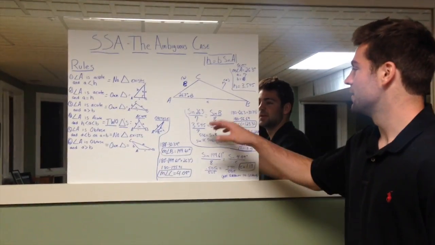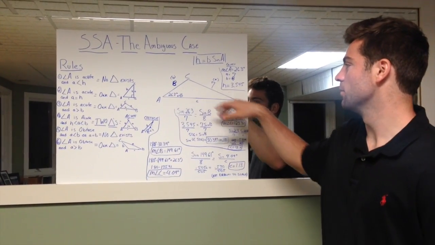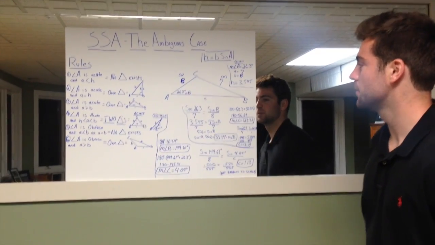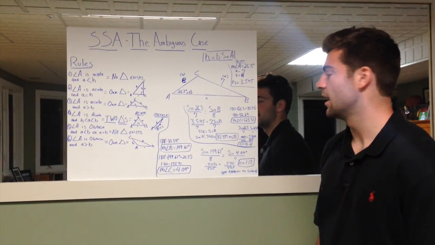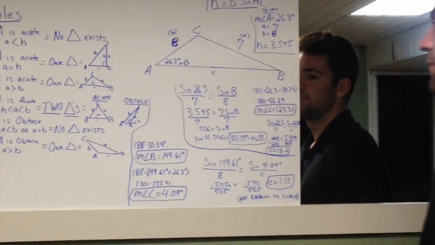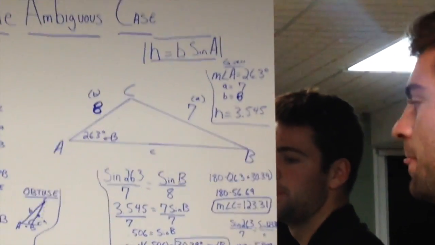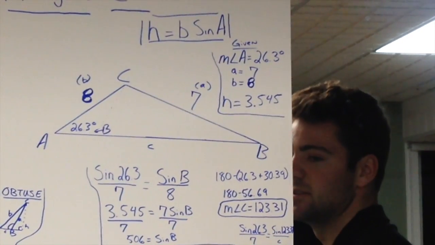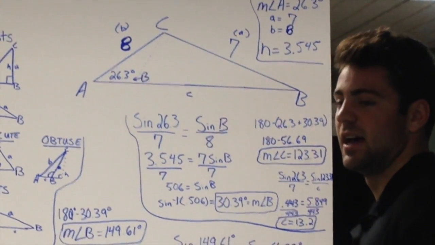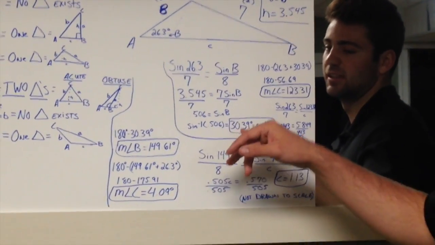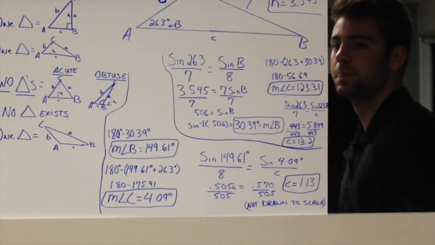So I set it up, and I tried to solve for the acute triangle first, which would be the bigger one. So I did the sine of 26.3 over 7 equal to the sine of b over 8. So I got 3.545 is equal to 7 sine b, which came out to 0.506 equals sine b. So to get that, you do the inverse of sine 0.506, and that'll get you the measure of angle b, and that turns out to be 30.39 degrees.